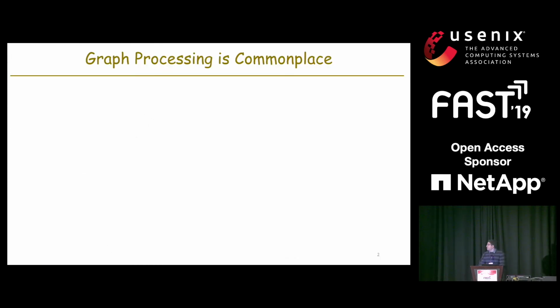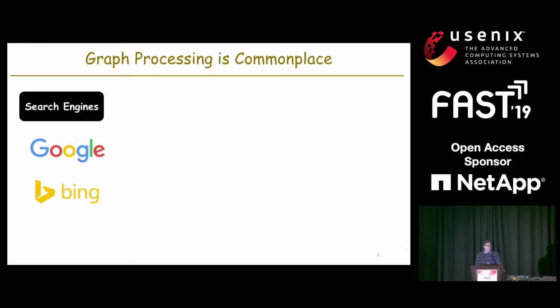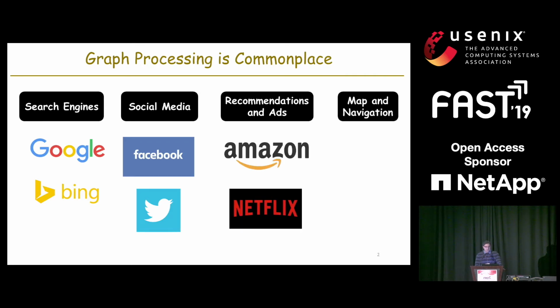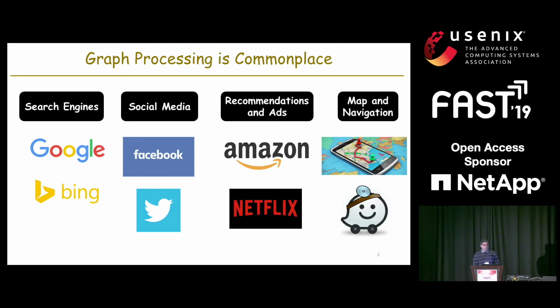Graph processing is heavily used in many different applications, such as search engines, social media, recommendations and ads, and maps and navigation systems. It also has a number of other applications in scientific and machine learning applications.